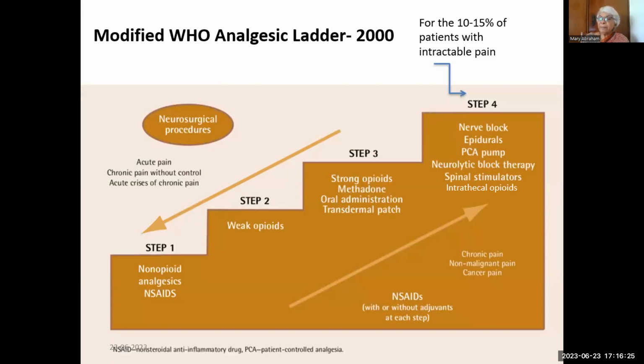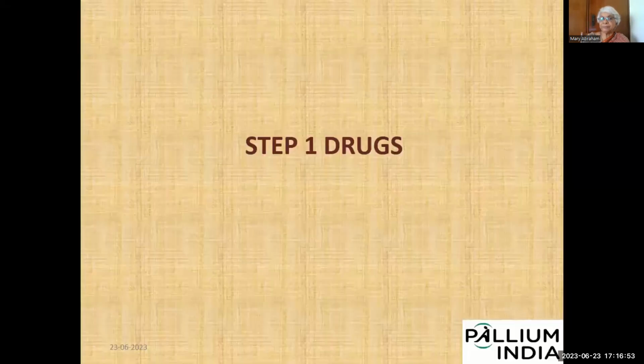So what are the step 4 modalities that we are using? We can use nerve blocks, or epidural injections, or patient-controlled analgesia, or neurolytic blocks, or spinal cord stimulators, or intrathecal opioids. Okay. And so, like I said, it can be given even earlier, but invariably it's given for pain that is not responsive to the WHO analgesic ladder.